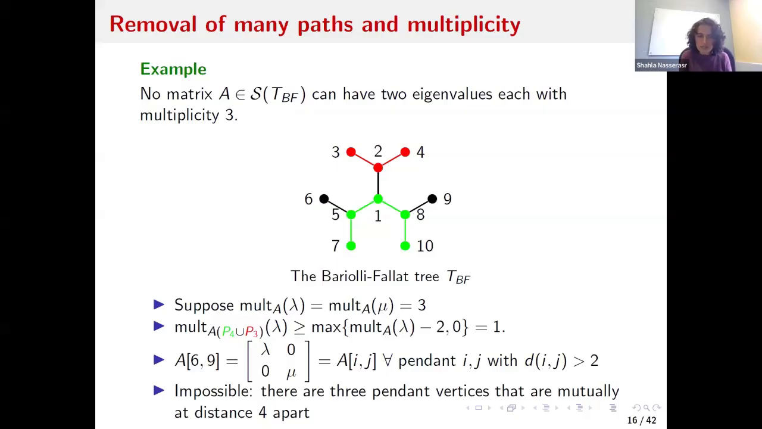And there's nothing special about 6 and 9. We can delete different vertices and get the same statement about any two pendant vertices of far enough distance. But then there are too many of them, so we can't fit mu and lambda on all of them. And that means we can't have two eigenvalues of multiplicity 3 in one matrix. So that's one piece of information that we learned from that inequality.